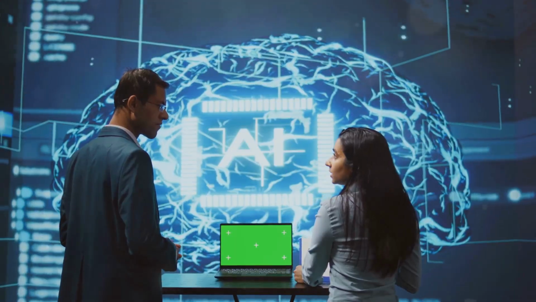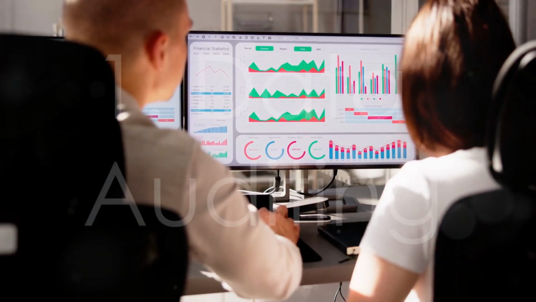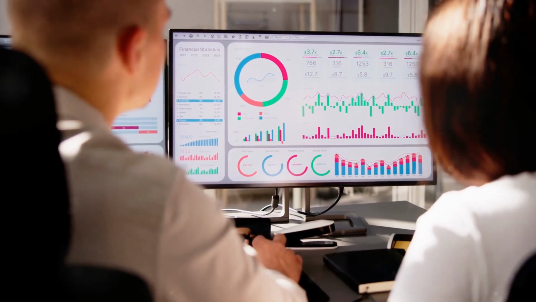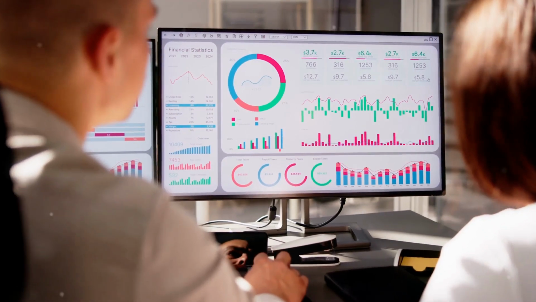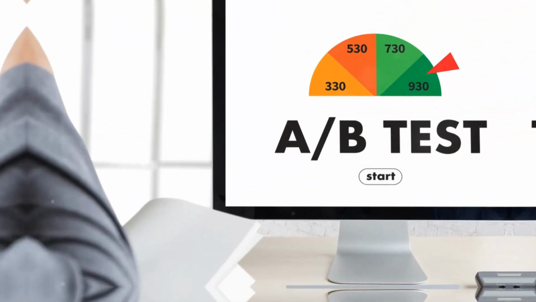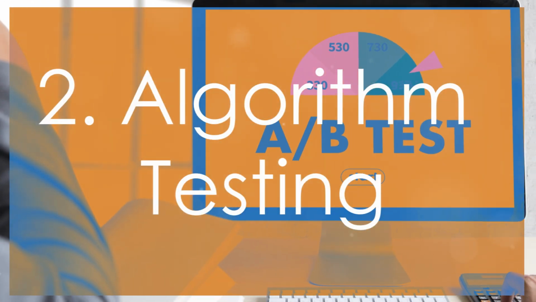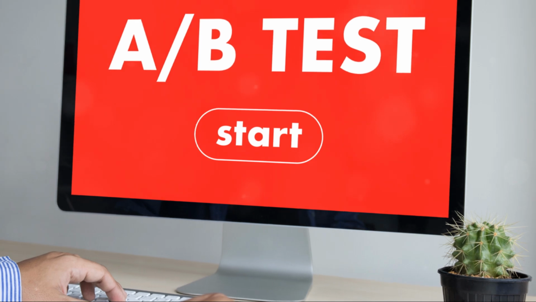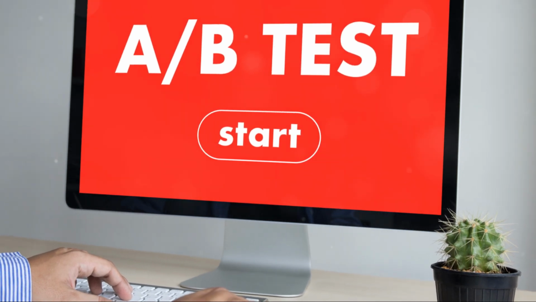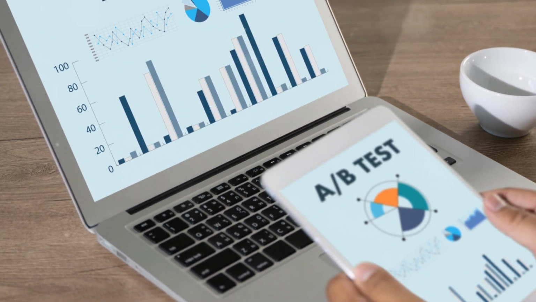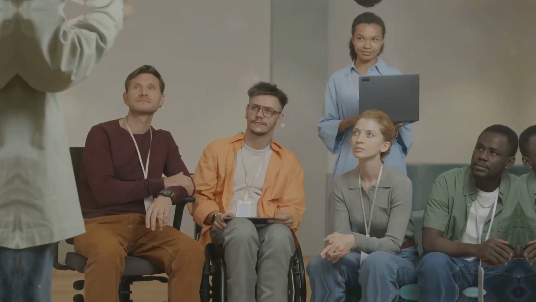So, what are the techniques for detecting bias? 1. Data auditing. Regular audits of the data sets can reveal imbalances or skewed information before they affect the system's output. 2. Algorithm testing. Employing various testing methods, such as A/B tests or blind tests, allows developers to see how different groups are affected by the algorithm's decisions.